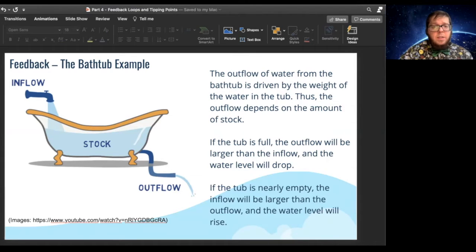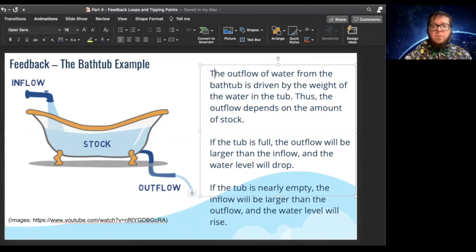I alluded to this kind of balanced inflow and outflow with an earlier example of apples. If I buy and eat 1 apple per day, then I will not have an overabundance of apples, nor will I run out of apples. In this particular example, let's make it even a little bit more detailed. Let's say that the outflow of water is driven by the weight of the water in the tub.